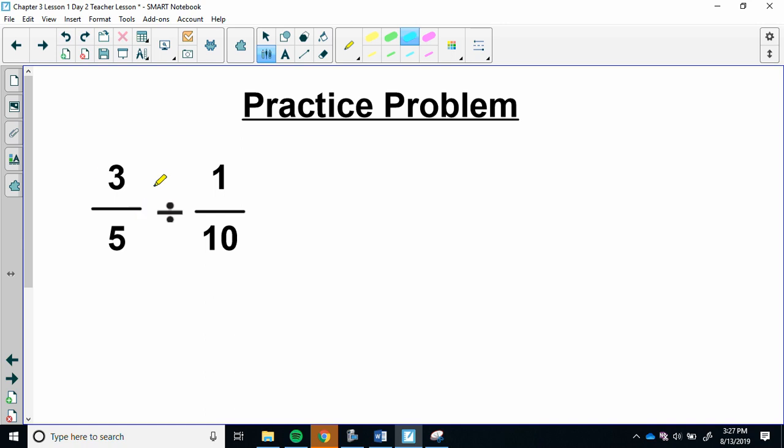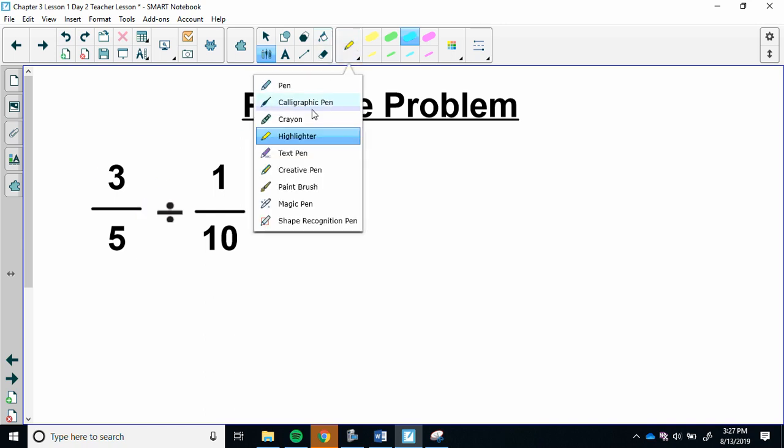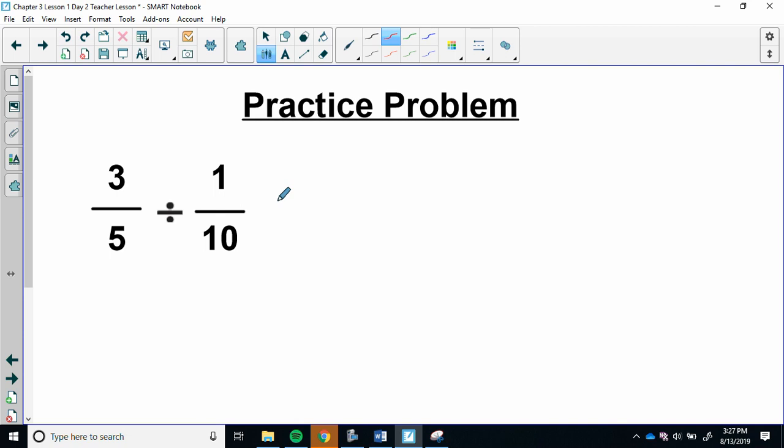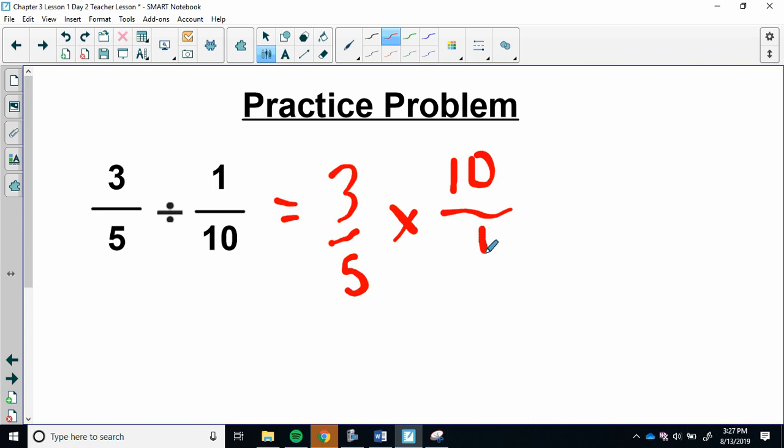Let's look at another practice problem here. First off, let's change this to a multiplication problem. So my first fraction stays the same. I change it to a multiplication problem, and I'm going to use the reciprocal, 10 over 1. Now that I have two fractions and it's a multiplication problem, I'm going to multiply the top. 3 times 10 is 30. 5 times 1 is 5.